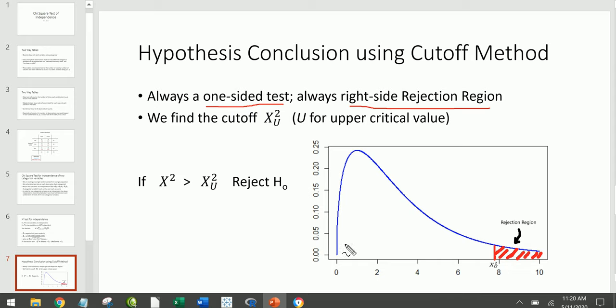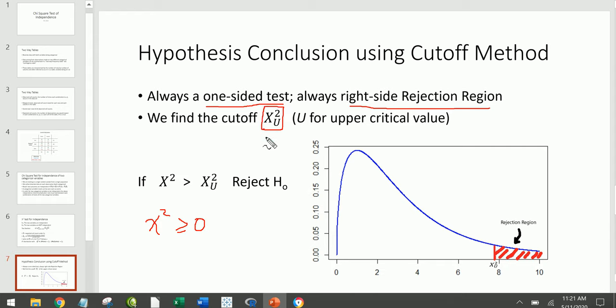Okay, so I got a little picture here of a chi-square distribution with a certain number of degrees of freedom. You see it's always non-negative. Chi-square is always non-negative, so it's always greater than or equal to 0. Okay, and it's an example of a right skewed distribution, although as the degrees of freedom go up, this skew becomes less and less. Okay, so what we need to arrive at is a chi-square upper cutoff value. So that's what this chi-square u represents.